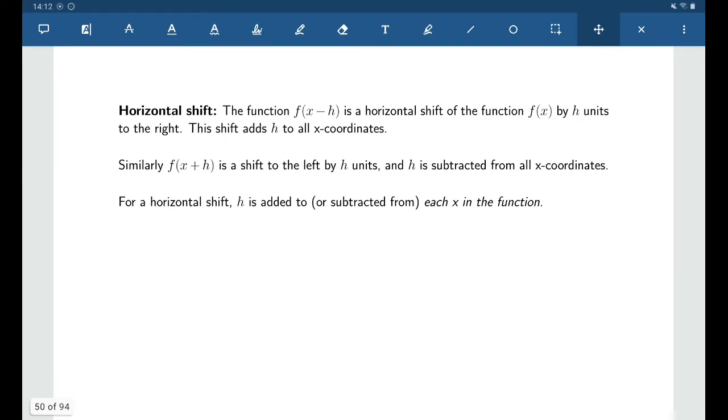And now the next. This is horizontal shifts. And so shifting rather than up and down, shifting to the left and to the right. One thing that we'll see with all of these transformations is that the horizontal transformations work in sort of the opposite way that we would expect.